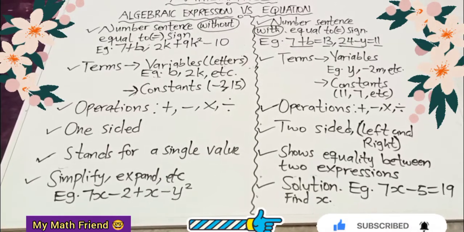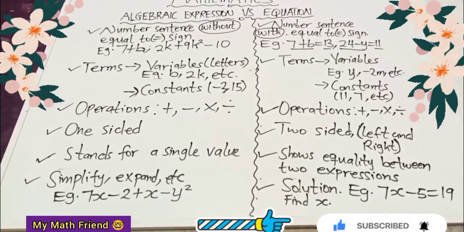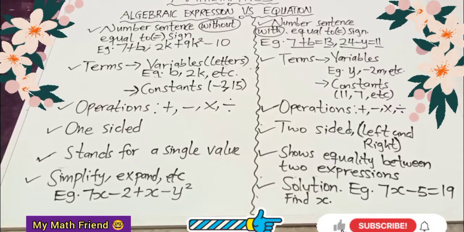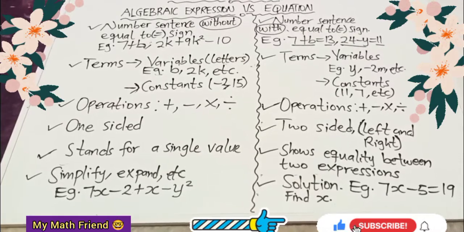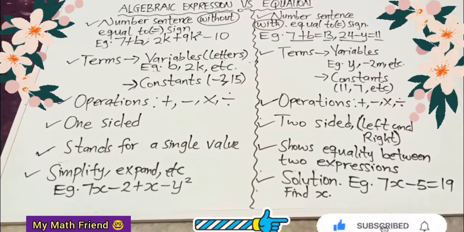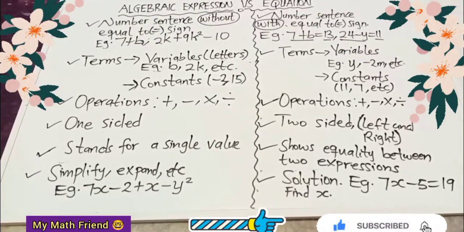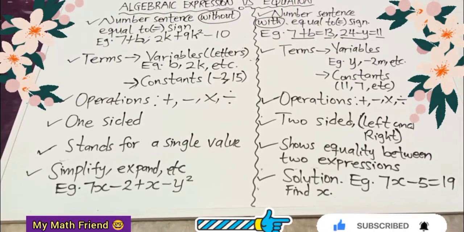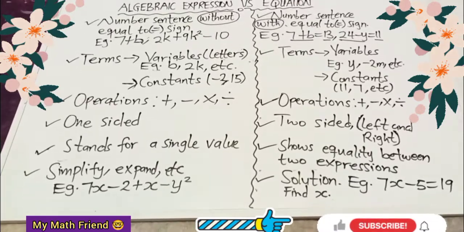Another term of algebraic expressions and equations are constants. Constants are just numbers without letters attached to them. For example, we have negative 2, 15, positive 11, 7, and so on and so forth. So it could be positive or negative.